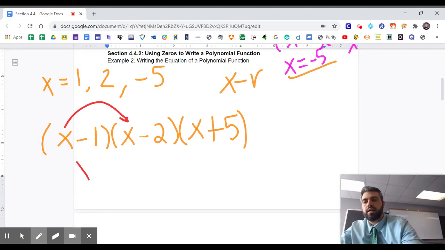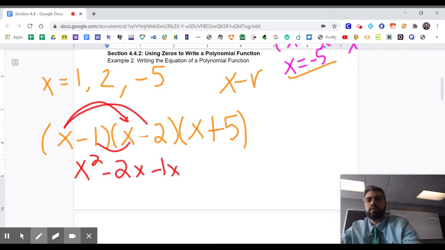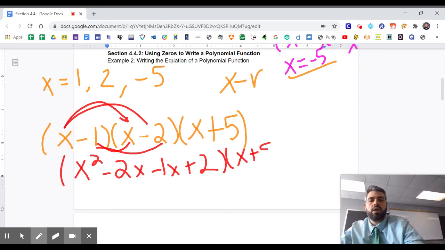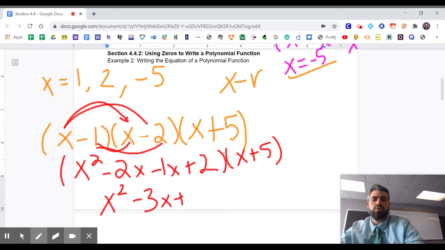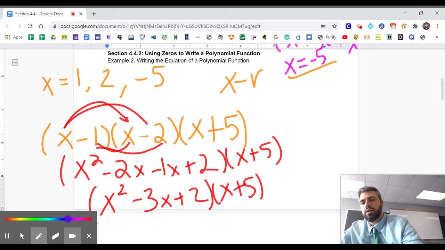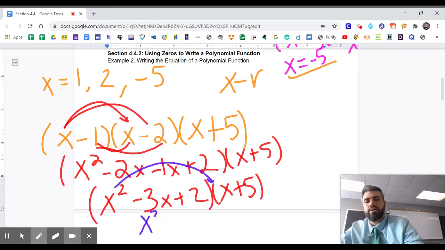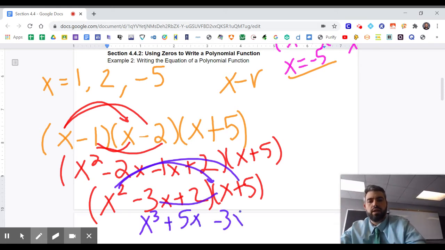So x times x is x squared, minus 2x, minus 1x, and then plus 2. And all of that times x plus 5. And so we get x squared minus 3x plus 2, and now we're going to multiply that by x plus 5. And so we say x squared times x is x to the third, x squared times 5 is 5x squared, negative 3 times x is negative 3x squared, negative 3 times 5 is negative 15x, then we get plus 2x, and then we get plus 10.